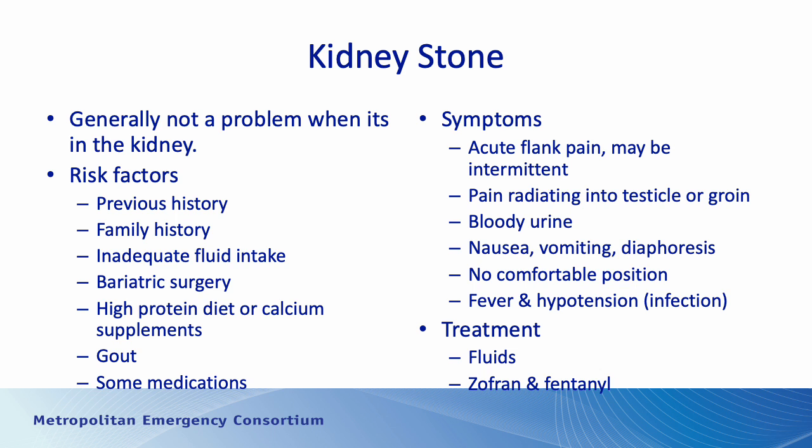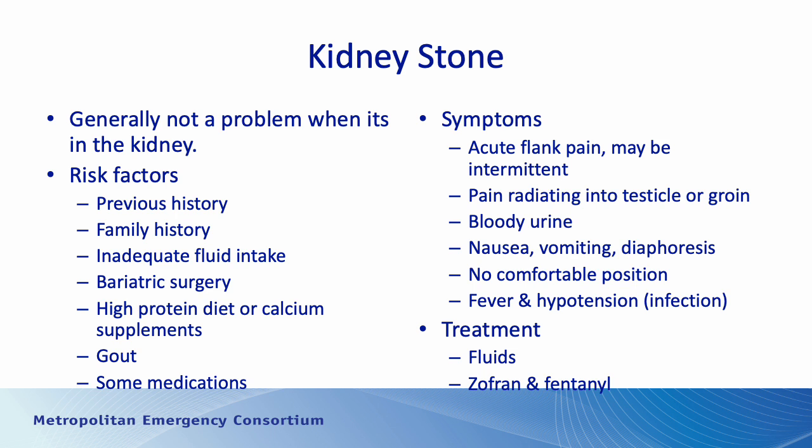They may have risk factors such as previous history. It's another thing that seems to run in the family. Inadequate fluid intake, such as in summertime, you're outside working, you just aren't taking enough liquids. Bariatric surgery can put patients at increased risk for kidney stones because of calcium metabolism and so on. Patients with a history of gout also could have increased risk for kidney stones because uric acid can form stones in the kidneys. High protein diets or calcium supplements can also contribute to kidney stones, as can some medications. So some medications keep you from secreting calcium in the urine, so it builds up and forms stones in the kidneys.